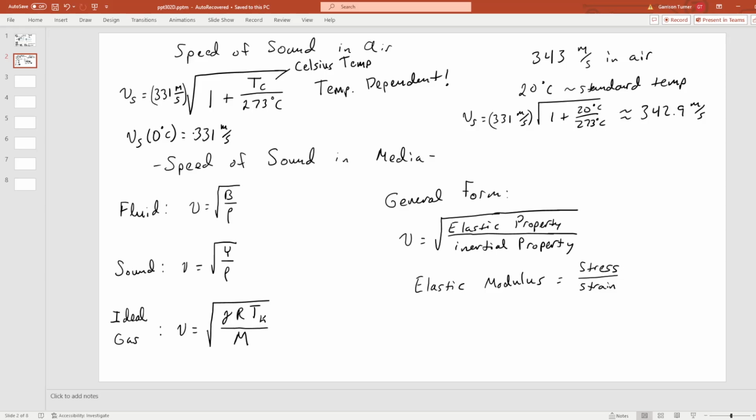So when my air is at 0 degrees Celsius, my speed of sound will be 331 meters per second. So increasing by 20 degrees actually does have a very appreciable difference, right? It differs by roughly 12 meters per second.